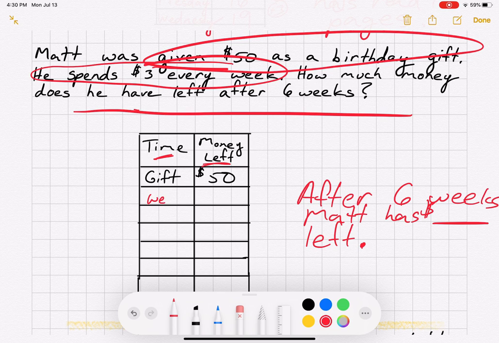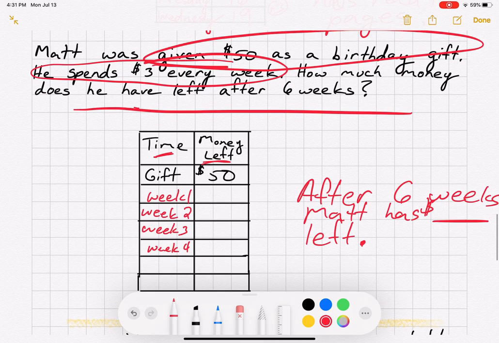This is week 1, week 2, week 3, week 4, week 5, and week 6. So I set my problem up, and I know that I'm changing $3 every week, and he's spending it. So the money is getting less. So I know that it's minus. All right. Here we go.